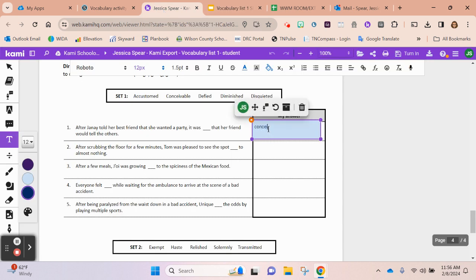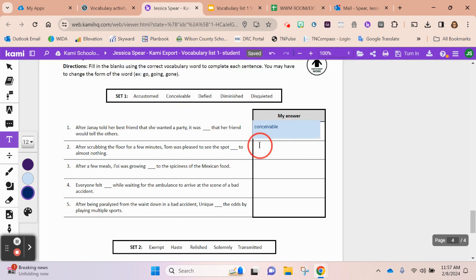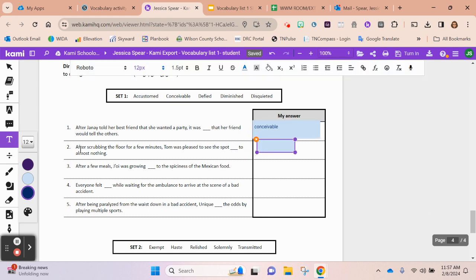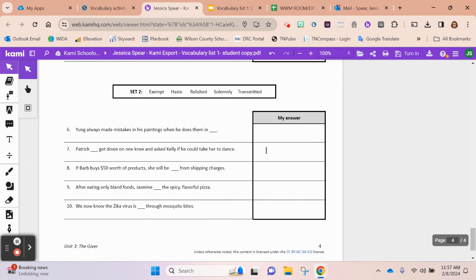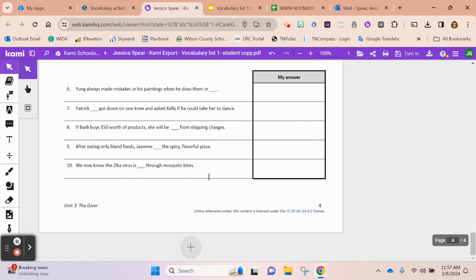So make sure you spell it correctly. It's right in front of you. Don't be lazy. Copy it directly from here, conceivable. And then you can come down to the next one, add a new text box, and you're going to answer number 2 here. This is for answers 1, 2, 3, 4, 5. Answers 6, 7, 8, 9, 10. When you are finished with this, turn it in. Okay? This is something that you will have a grade for.